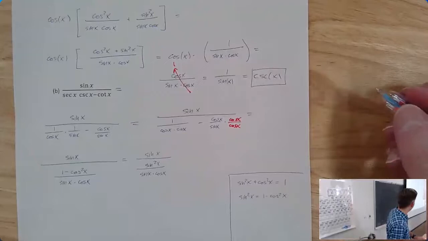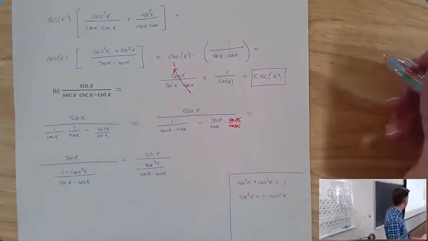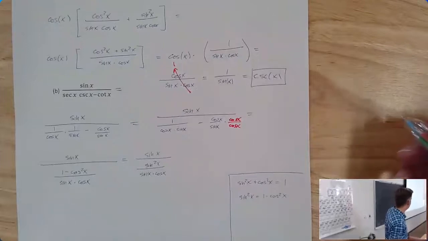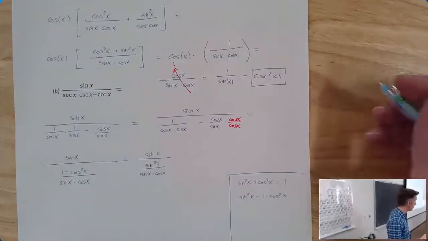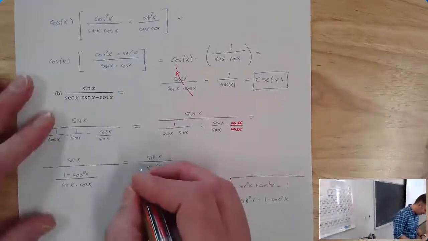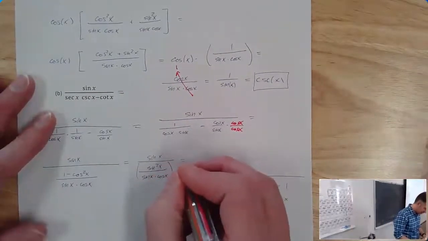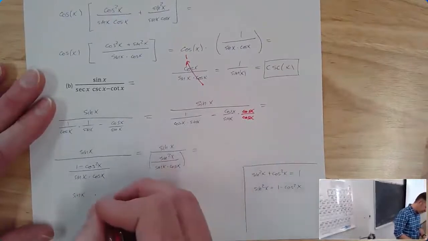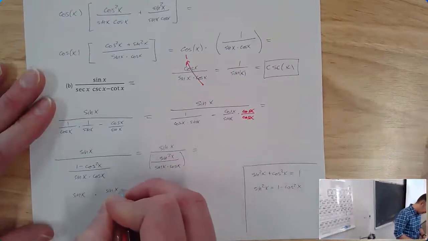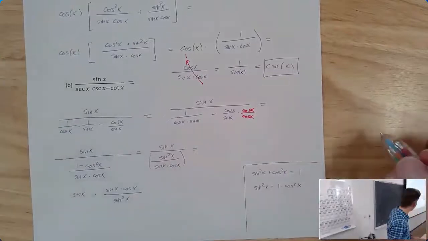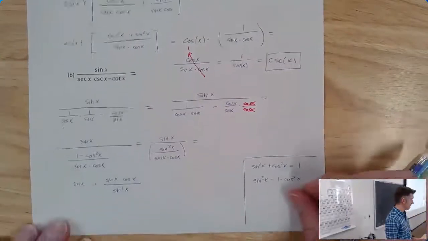And then I can cancel. This is where I would maybe be a little hesitant to start canceling, because I just got lots of fractions and fractions, and I'd rather not have that. So instead of sine x divided by this fraction, I'm going to write this as sine of x times the reciprocal of this fraction: sine x times cosine x over sine squared x. At least to me, that feels a little easier to see how things are going to cancel.